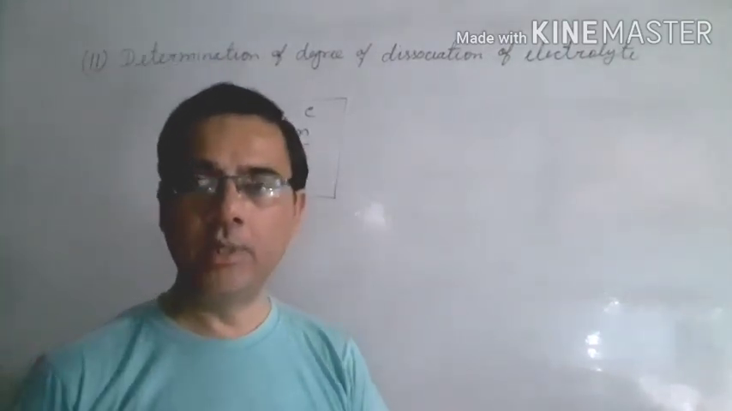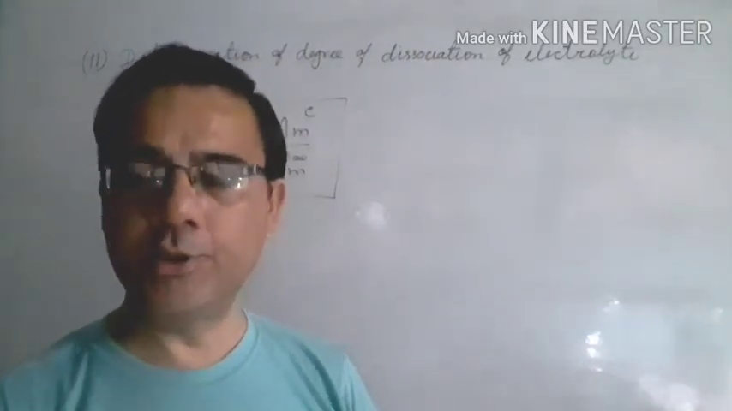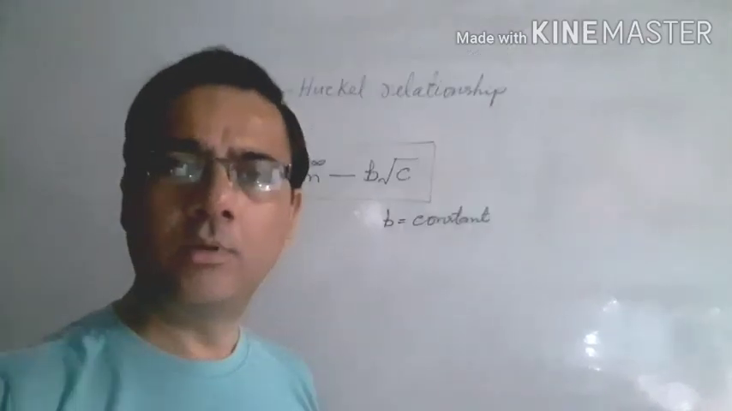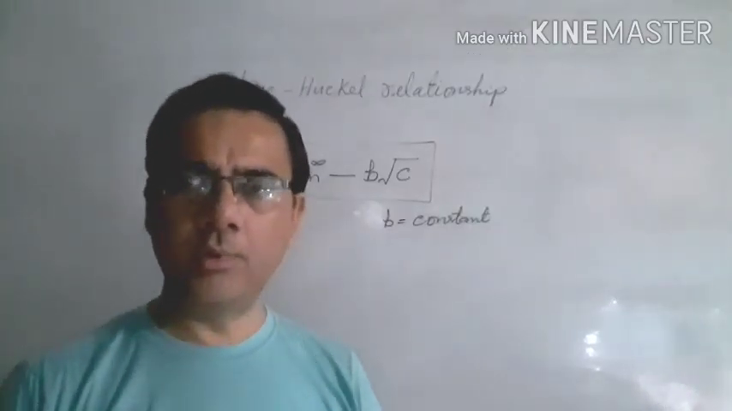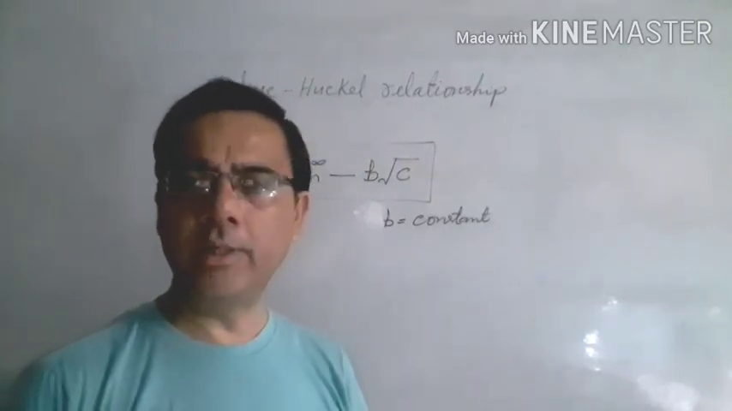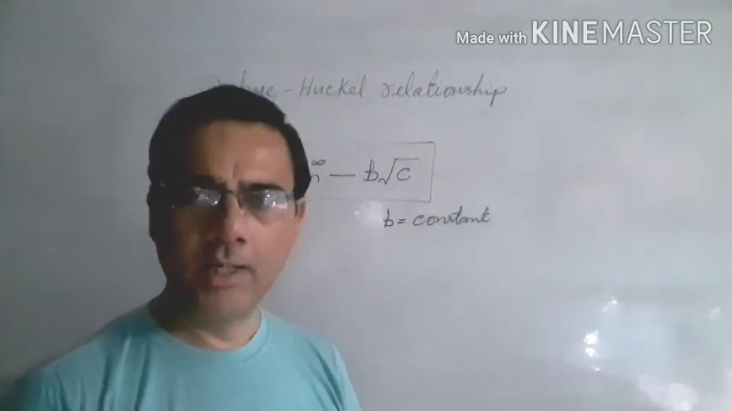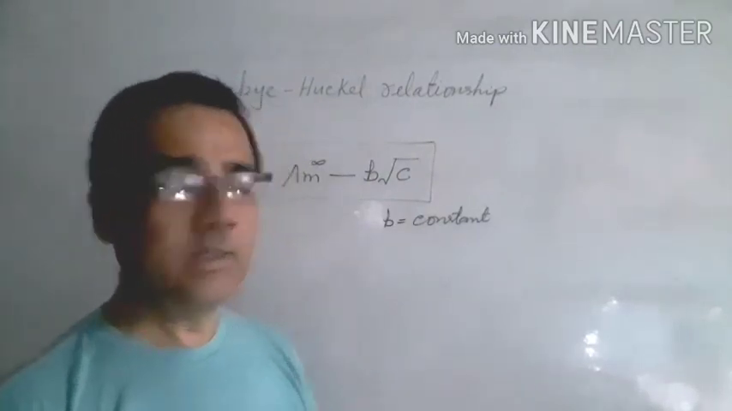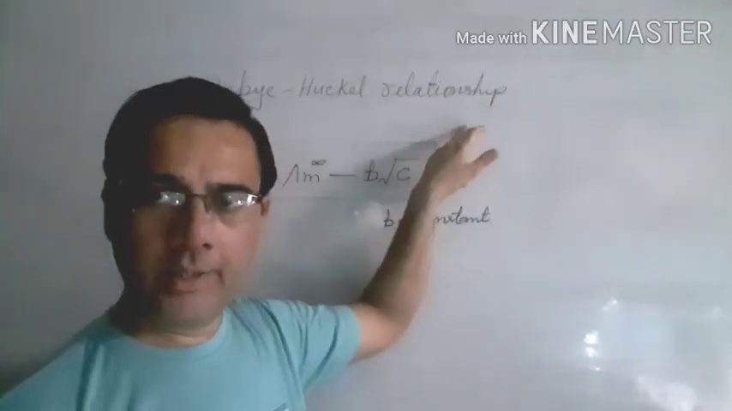So with the help of this ratio we can calculate the degree of dissociation. This is the second application of Kohlrausch law. There is one mark question: the relationship between the molar conductivity at any concentration and molar conductivity at infinite dilution. One relationship is given by the scientist Debye-Huckel, and this is called the Debye-Huckel relationship.